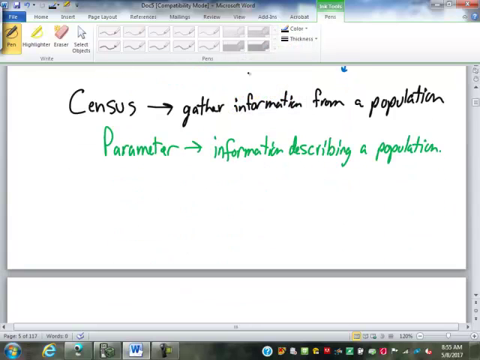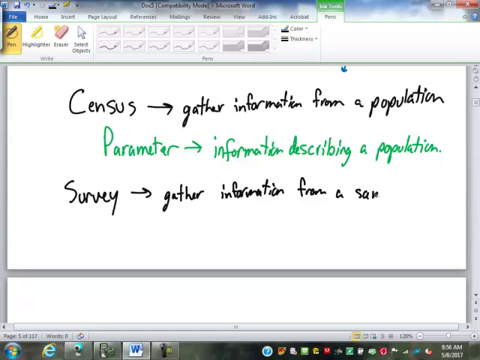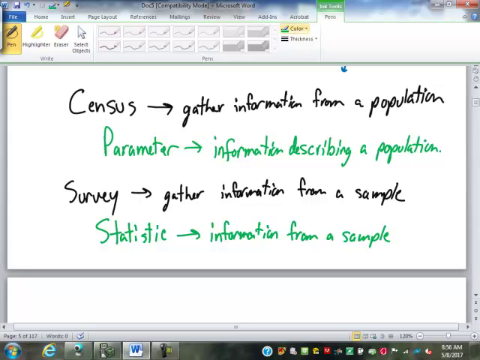So I use the word survey. What does survey mean? Well, a survey is an attempt to gather information from a sample or about a sample. And along with a survey, we have statistics. A statistic is information gathered from the sample. A lot of times that statistic is used then to estimate that parameter about the population.